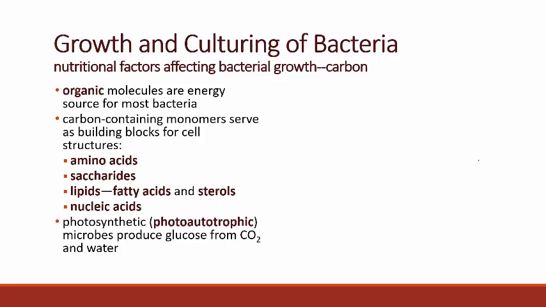Finally, photosynthetic microbes, the ones that we term photoautotrophic. If an organism is autotrophic, that means it uses either photosynthesis or chemosynthesis to produce glucose from carbon dioxide and water. So photosynthetic microbes can produce glucose on their own. Non-photosynthetic microbes must be able to find a source of energy that they can then convert to glucose if they can't find glucose itself.